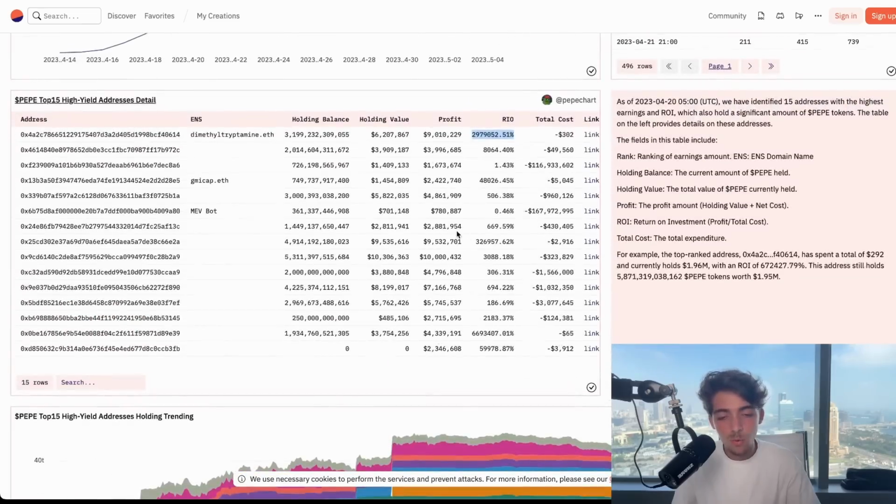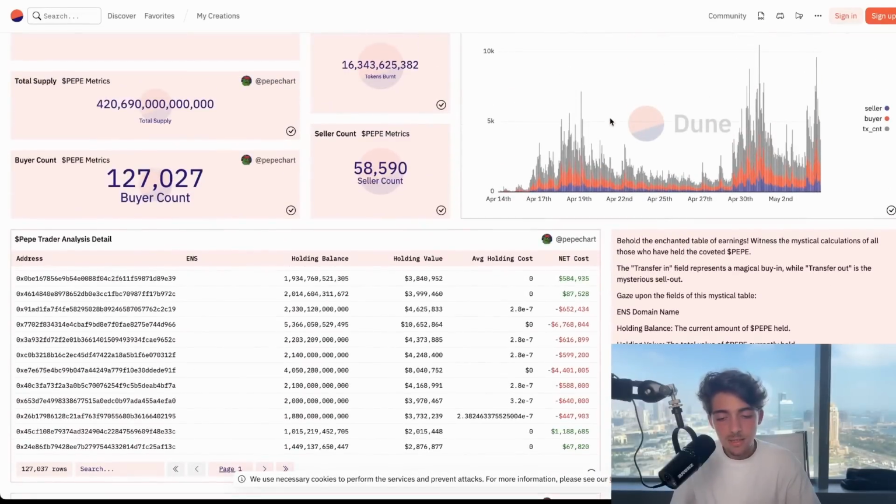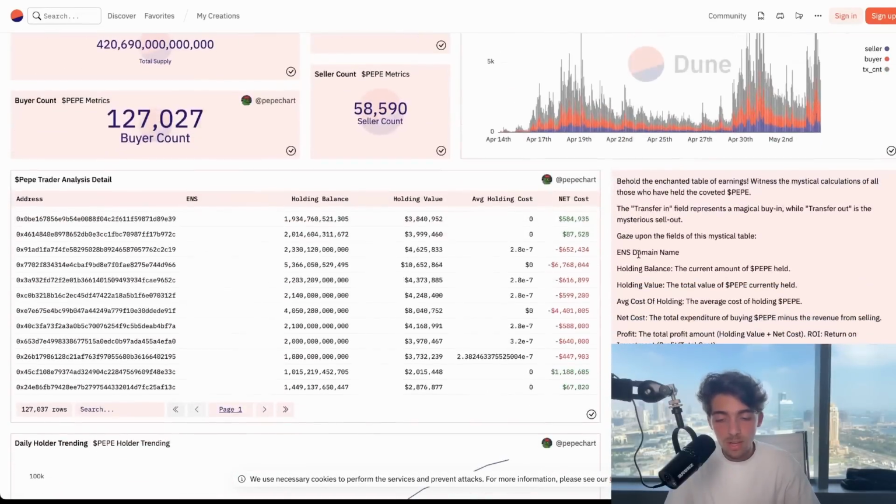But this is actually a little worrying because all of these top 15 addresses are in profit. Some are in massive profit, and they have enough holdings to dump the market pretty significantly if they do decide to sell. So this is what I'm looking at the moment.